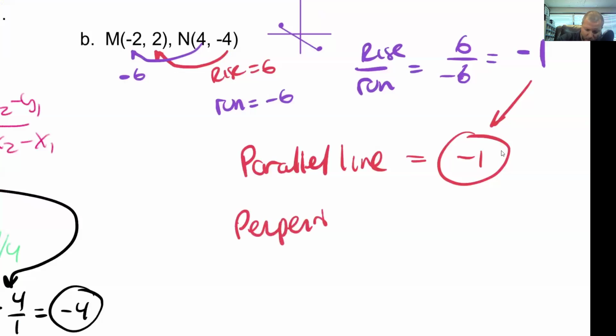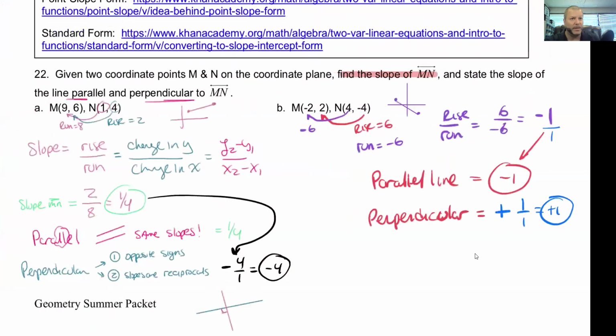My perpendicular line: the first thing that I want to do is change the sign. Since this one's negative, mine is going to be positive. And then if I flip 1, I have 1/1, one's in the bottom, one's in the top. I flip it, I still get a 1 in the bottom, 1 at the top. So I'm just going to get +1 as my perpendicular slope.